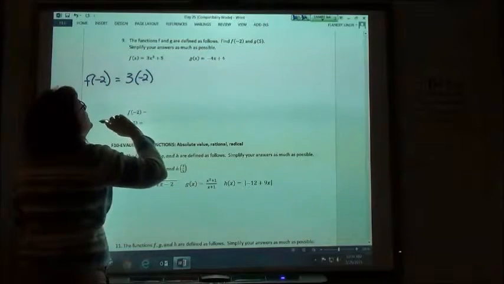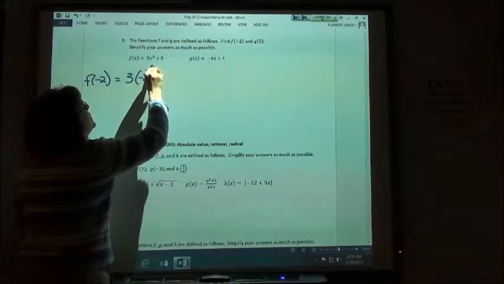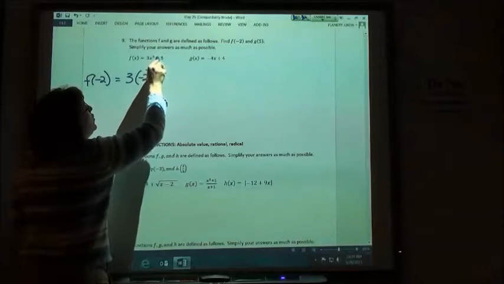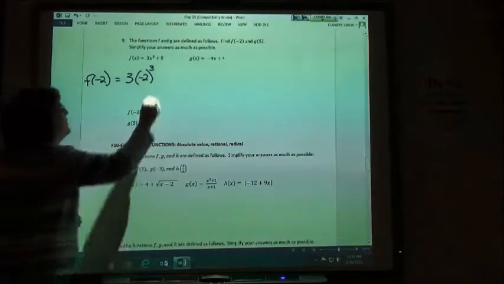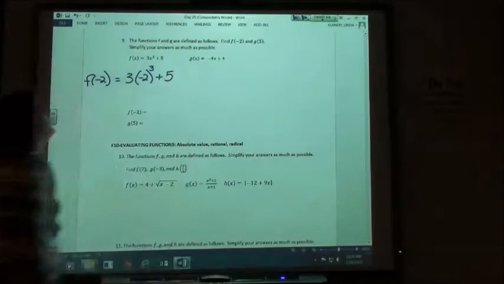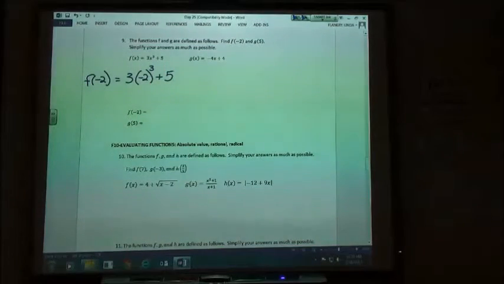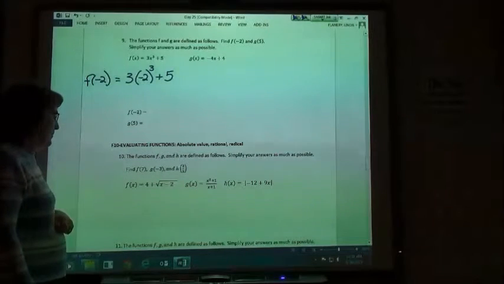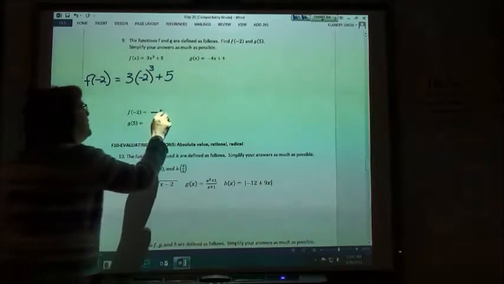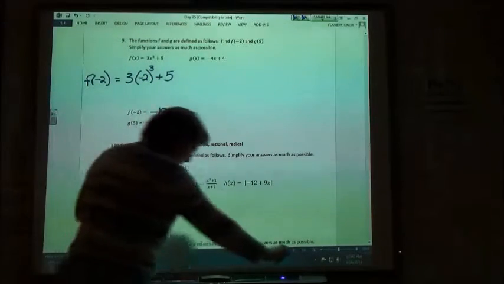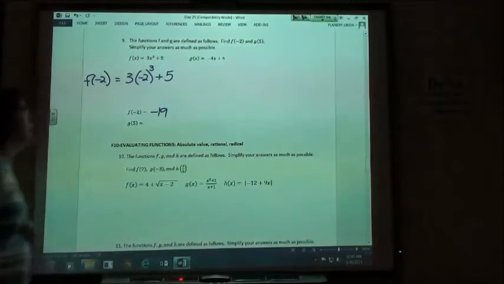Parentheses. Am I going to do the 3 squared? So this is gonna be the 2 cubed here, right behind the x, right? Plus 5. Now we gotta punch that in. Okay. -19. Okay.